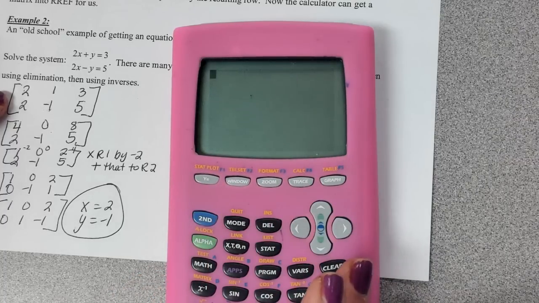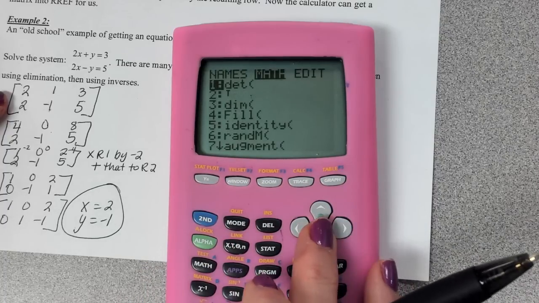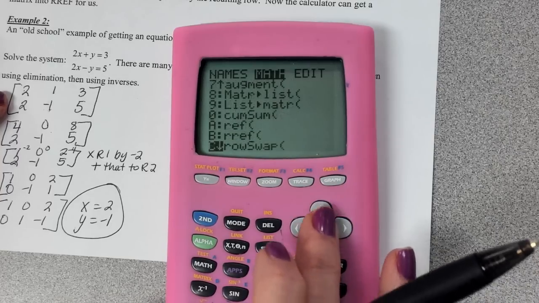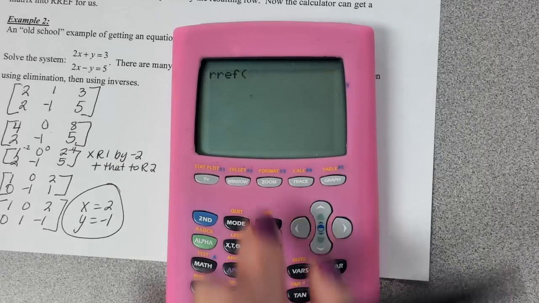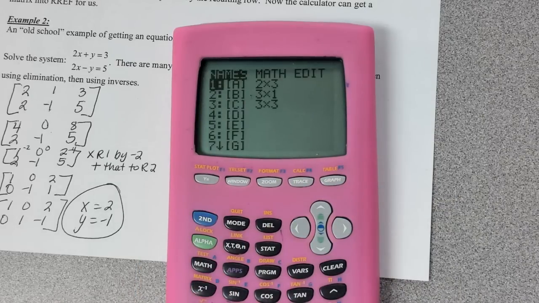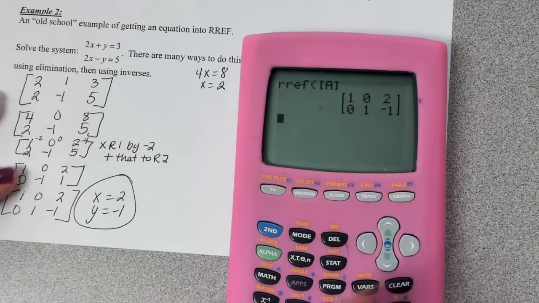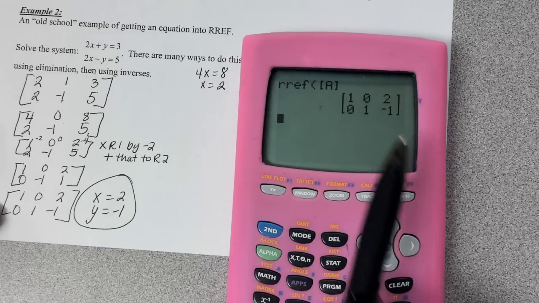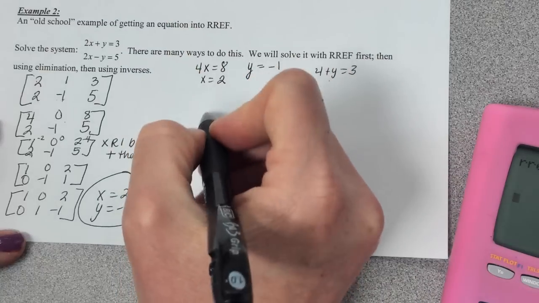I quit. And now I have to go back to my matrix. I have to go over to math. I have to go to the Rref, which is way down there. I get that. And then I have to go back to my matrix and say, find the reduced row echelon form for matrix A. And see what it gives me? The same thing that I found by hand. It does all that arithmetic on its own. And it finds out then that x equals 2 and y equals negative 1.